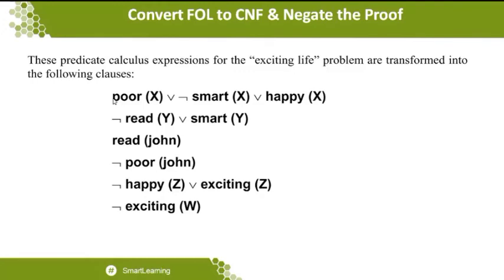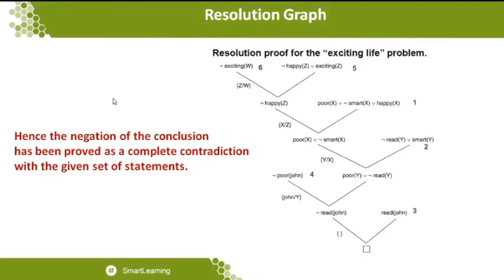This is a statement I want to prove. So how is this statement proved? See it very clearly. I'm just taking the proof. My proof is exciting of W, that is the exciting of the life that we make. That is the sixth statement, which is going to be substituted with the fifth statement, that is not of happy of Z or exciting of Z.